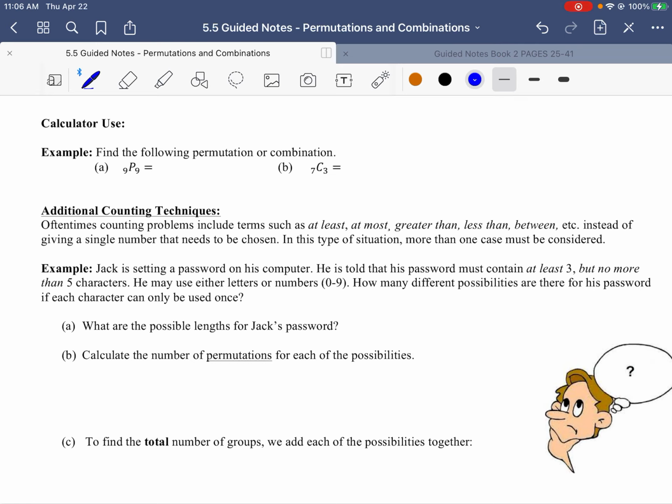So A says, what are the possible lengths for Jack's password? So you first want to consider what could happen. Well, he could do 3, because it says at least 3. He could do 4 or 5, but just no more than 5. So 3, 4, or 5 are the outcomes. It says calculate the number of permutations. So right, order does matter here. So what we're doing essentially is we're taking the 36 and we're going to figure out, well, if we permute 3 of them, that would give us all of the 3 passwords that we could create.